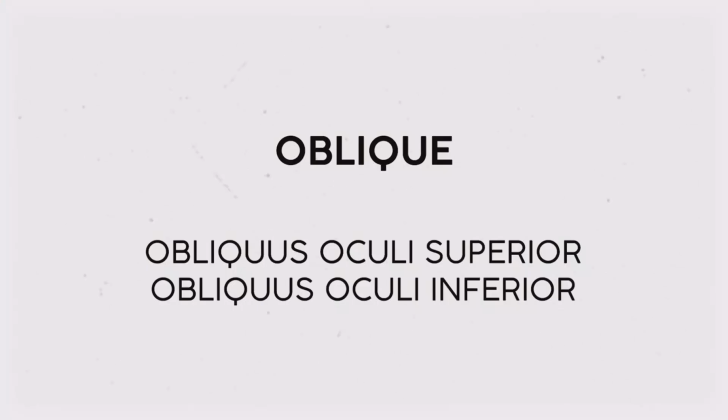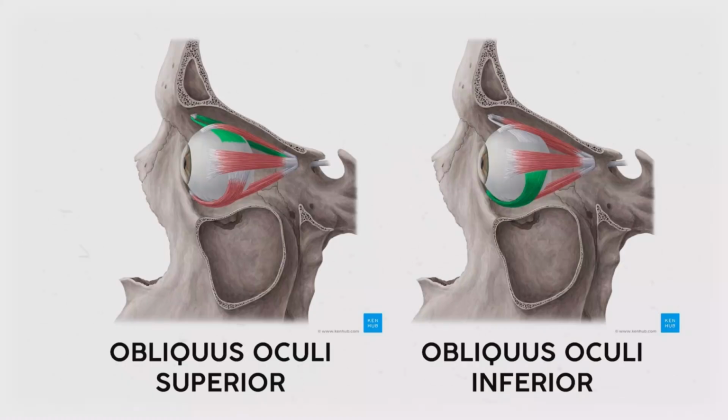The 2 oblique muscles of the eye follow a similar pattern. In the language of anatomy, oblique just means slanted, neither parallel nor perpendicular. And both the obliquus oculi superior and obliquus oculi inferior use pulleys made of connective tissue to attach to the eye at a slanted angle.